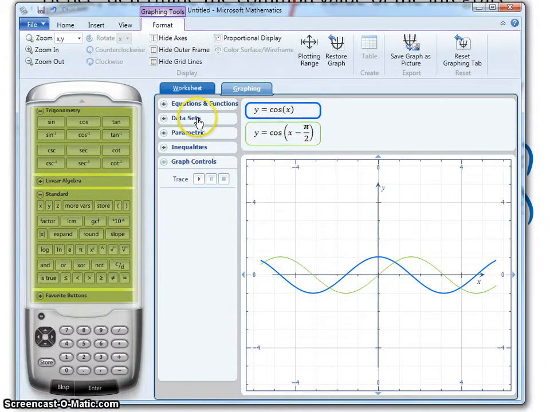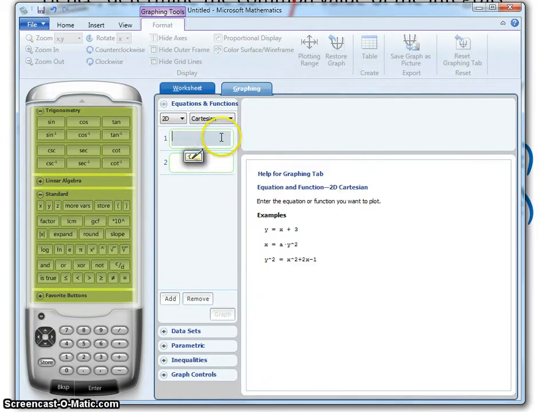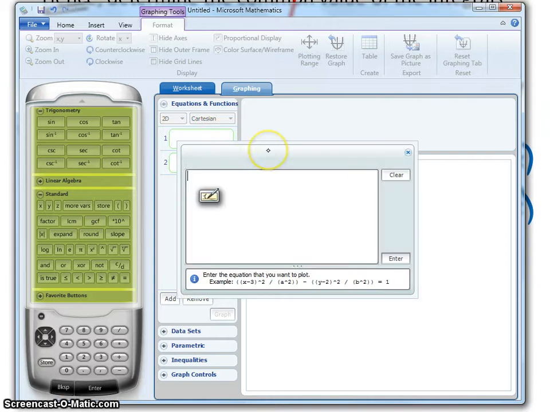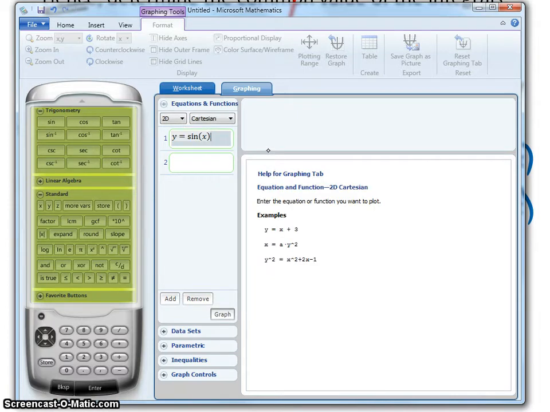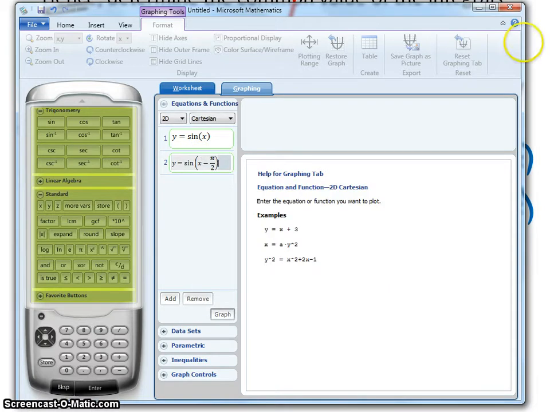Well, let's go back here. Look at our equations again. Let's clear all of this. Reset graphing tab. There we go. And let's enter in some equations. So let's try y equals sine of x. And in the one just below that, let's try y equals sine of x minus pi upon 2, and see what we get.